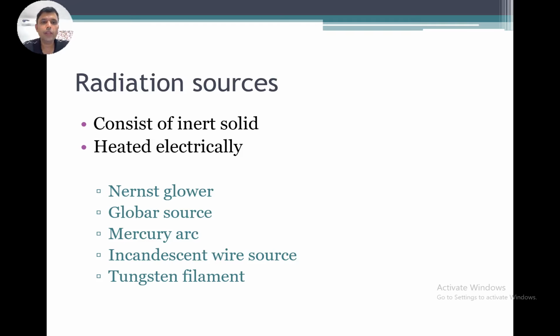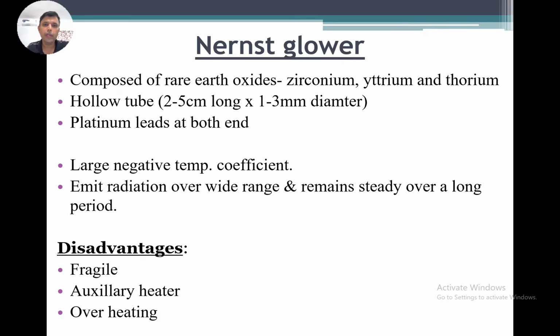The first component is the radiation source. Radiation sources include different types, such as the Nernst glower, Globar source, mercury arc lamp, incandescent wire sources, and tungsten filament. These are the commonly used radiation sources in IR spectroscopy. These radiation sources consist of an inert solid which is heated electrically so that it glows and produces IR radiation. This IR radiation is used in spectrophotometers. We can see the details of each component.